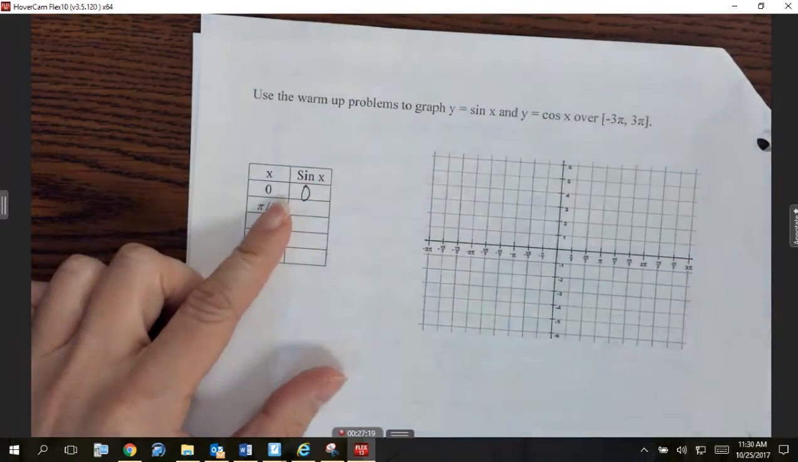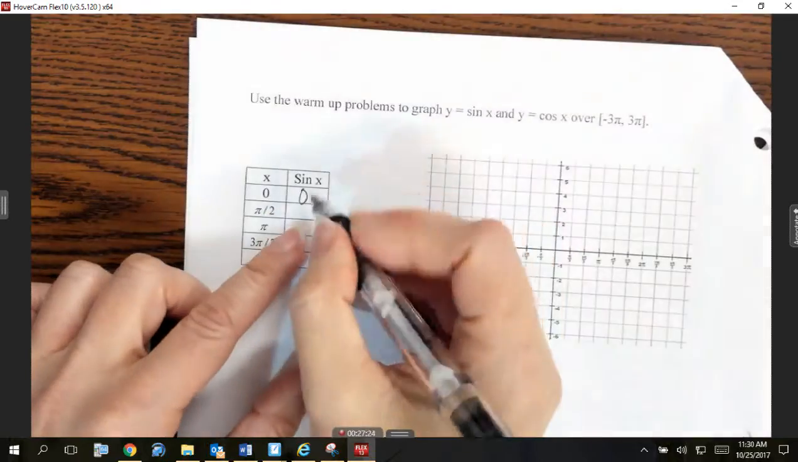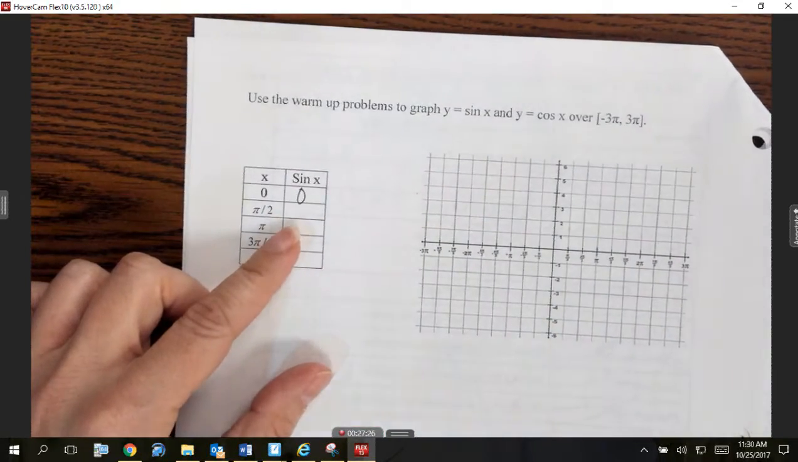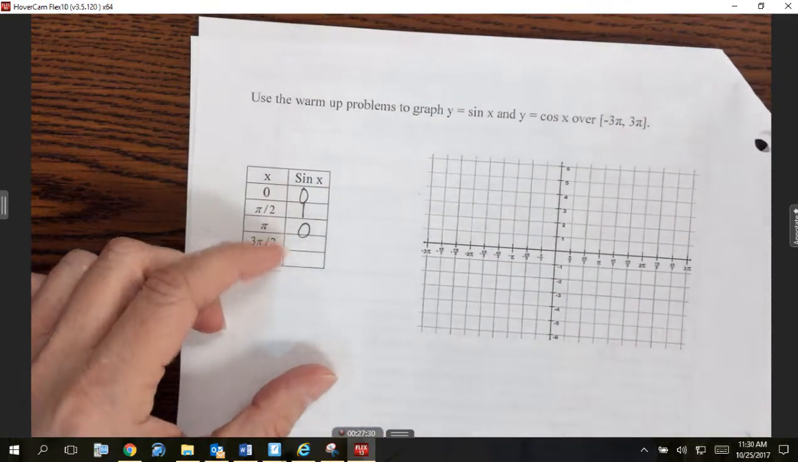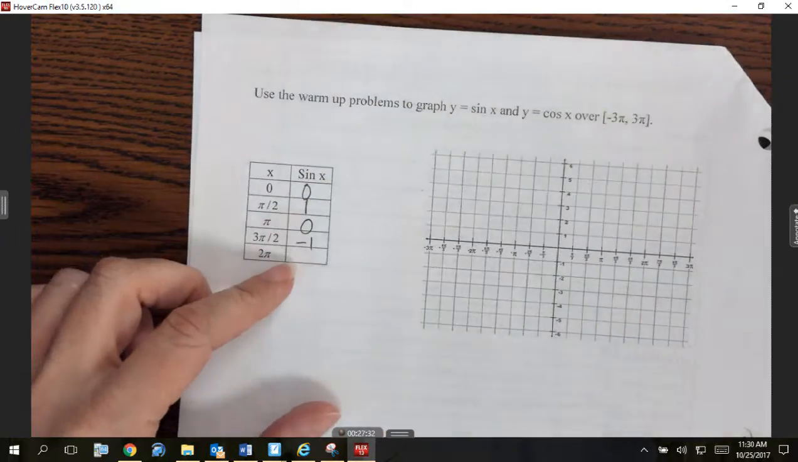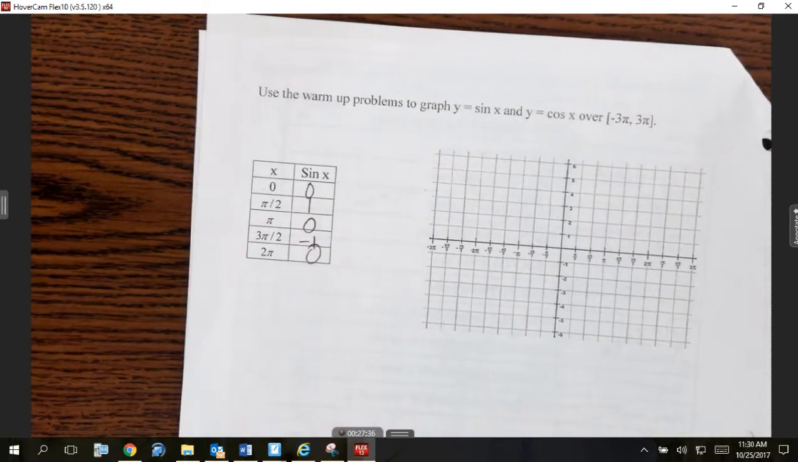Remember, the sine is the y value, so at 0 degrees, it's 0. And then from there, it goes up to 1, then back to 0, and down to negative 1, and then it goes all the way back to 0 at 2 pi. So there's your parent function points.